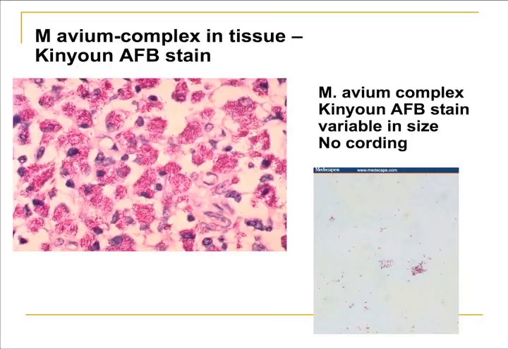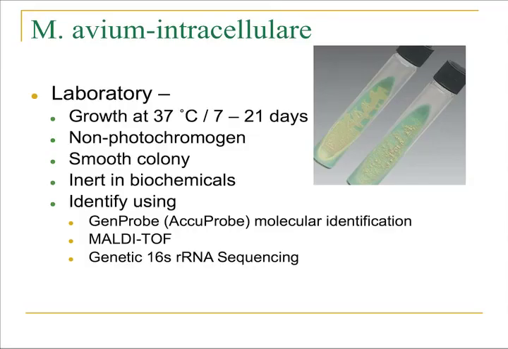On the next slide, you can see that there's a Kinyoun-stained tissue loaded with AFB. This would be the way Mycobacterium avium complex can present itself in tissue, very packed out in the marrow. On the right-hand side is a slide of an organism from the laboratory. You can see that the organisms are quite small. They don't really appear all that beaded, and they are certainly not cording like happens with Mycobacterium tuberculosis. On the next slide, we'll go more into the laboratory identification of Mycobacterium avium-intracellulare.